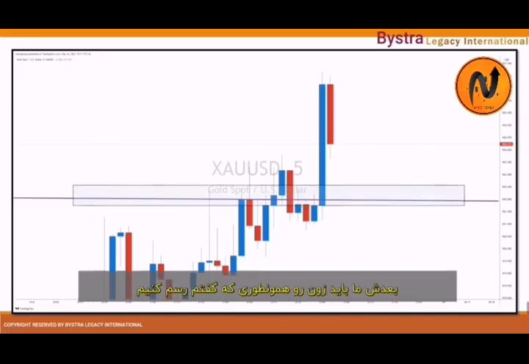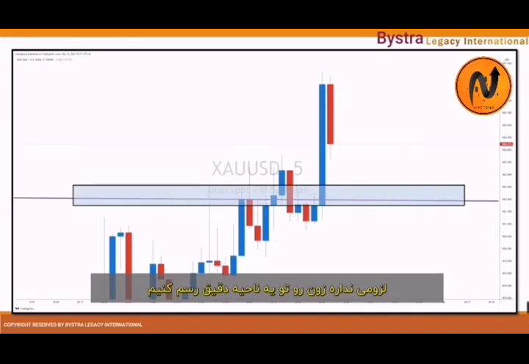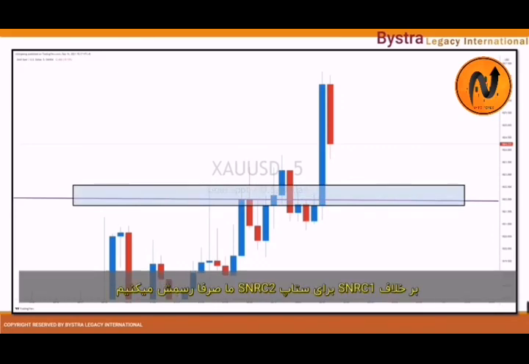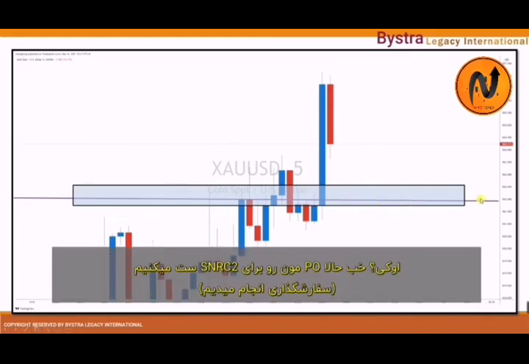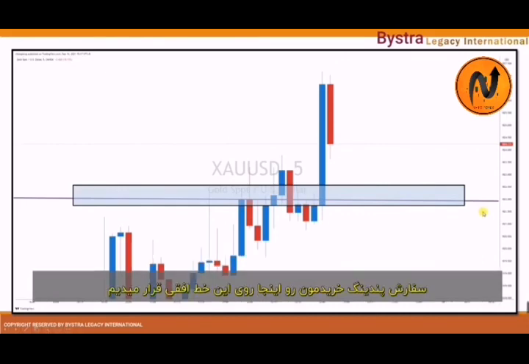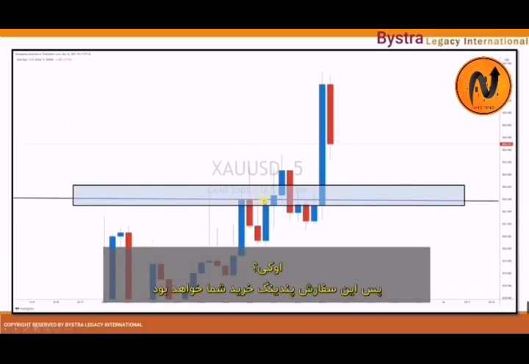Next, we should mark the zone. Like I said earlier, the zone we don't have to mark at the exact place, not like the SNRC1. For SNRC2, we just mark it so that it is easy for us to monitor when the price comes back to this area. Now where do we set our PO for SNRC2? We set our pending order buy limits on this horizontal line here. So this will be your pending order for your buy limits.